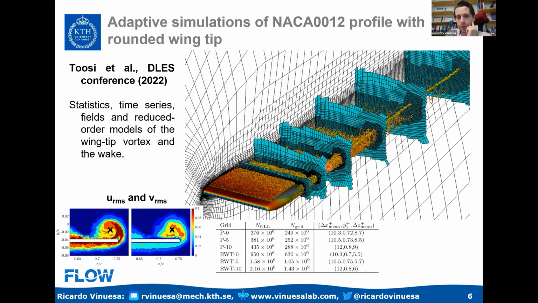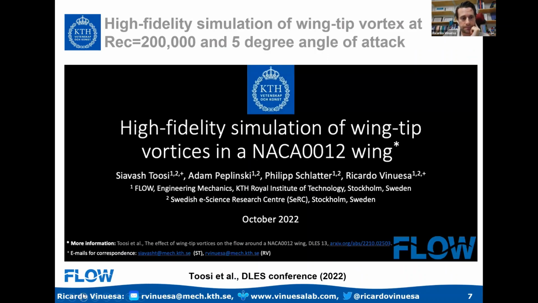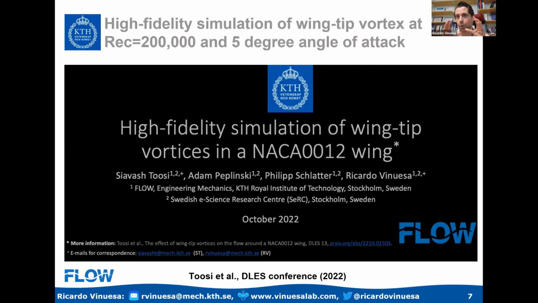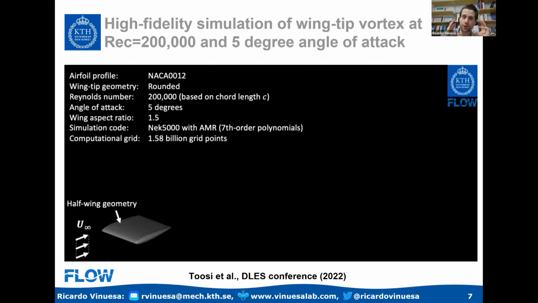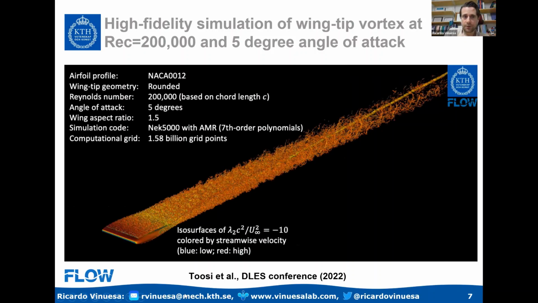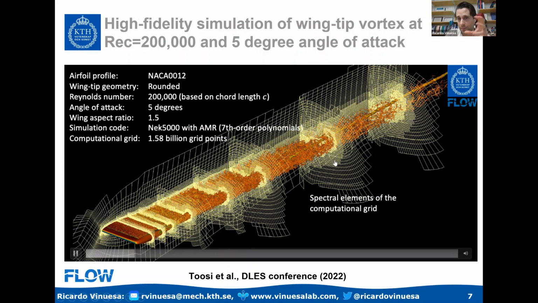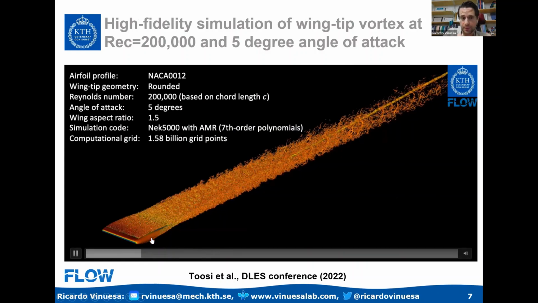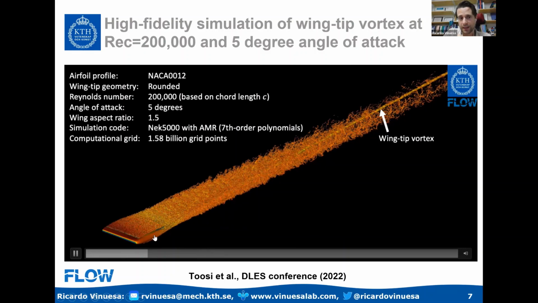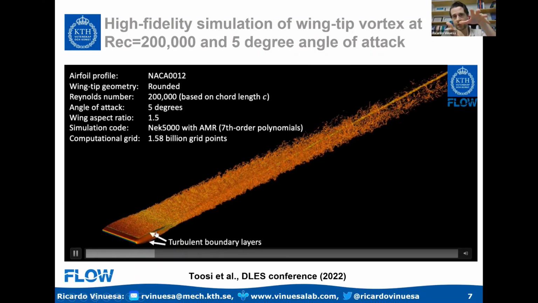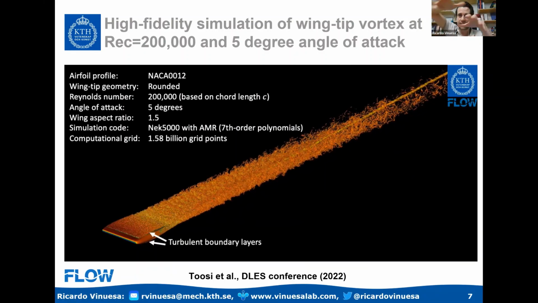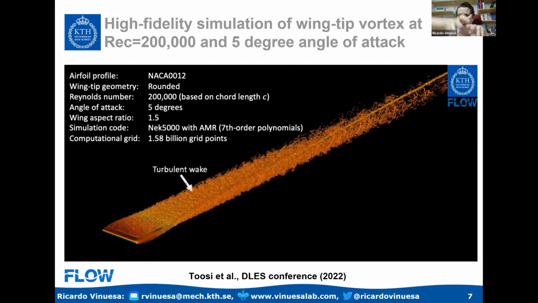Along these lines, I want to show a little video of the type of simulations that we can actually do. This is a high fidelity simulation of the flow around a wing with a rounded wing tip at a Reynolds number of 200,000, so it's quite a high and turbulent Reynolds number, at an angle of attack of 5 degrees. This simulation requires 1.5 billion grid points, and you can actually see the mesh and also the development of the wing tip vortex. Here we can see how the vortex forms from the pressure to the suction side. So it rolls up due to the pressure difference.